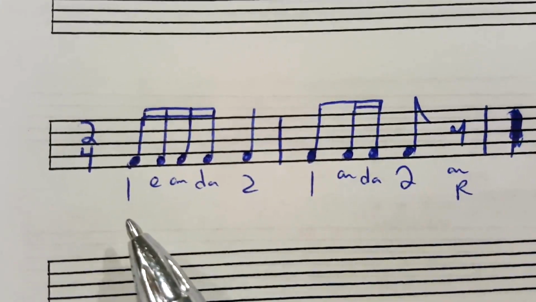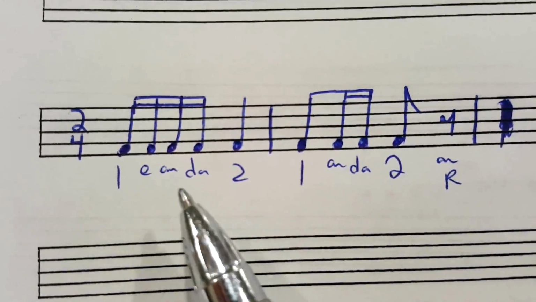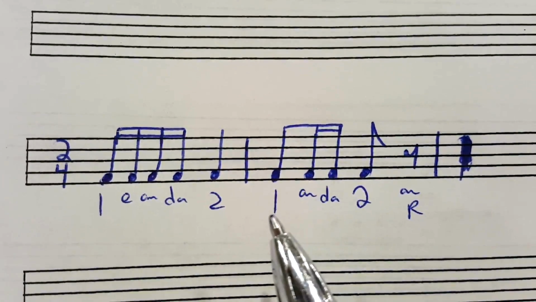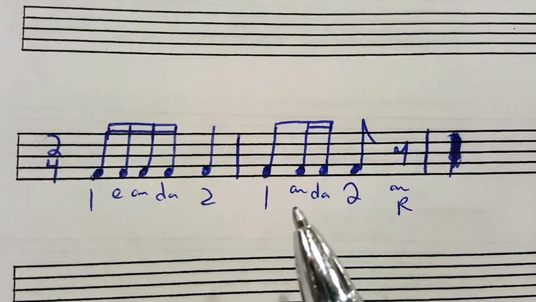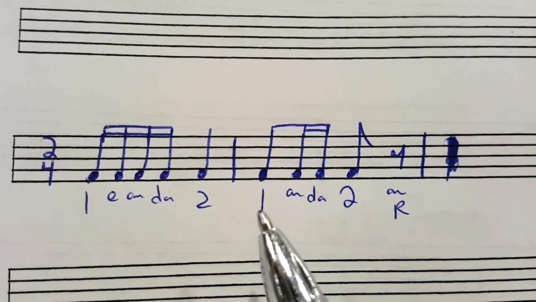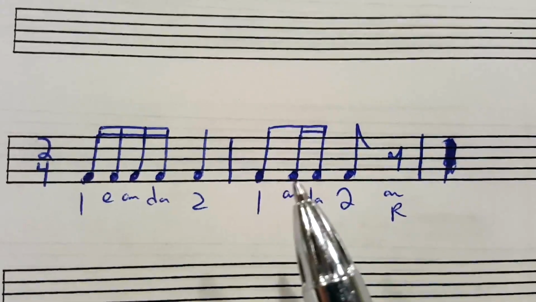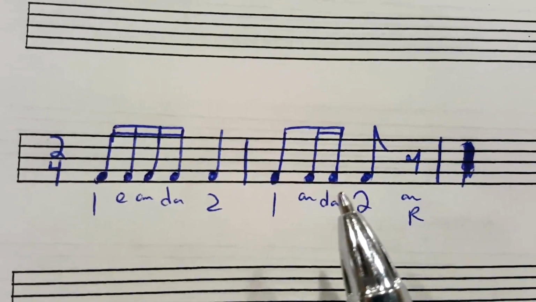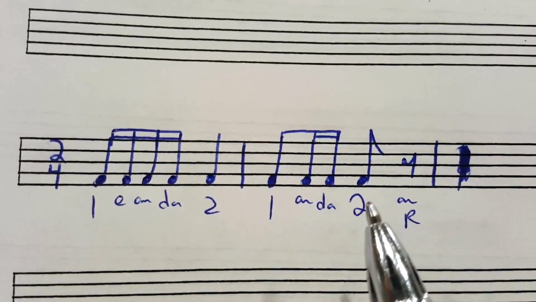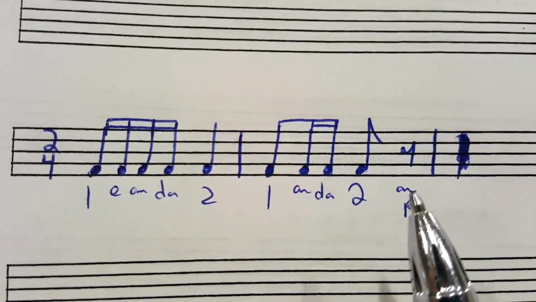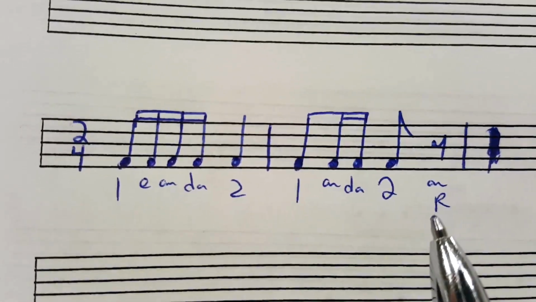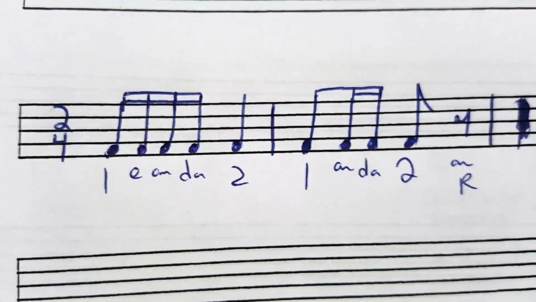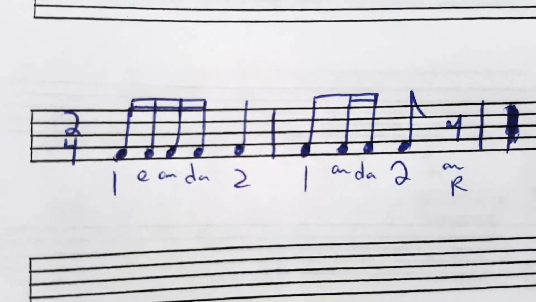The first grouping of 16th notes gets 1 E and D. The quarter note gets 2. Here's an eighth note followed by two 16th notes. This first eighth note gets half of a beat, so it gets 1. And these leftover 16th notes are 2/4 of a beat. They receive and D. And then this eighth note gets 2. And this leftover half of a beat gets an with an R. This example would sound like this: 1 E and D, 2, 1 and D, 2.